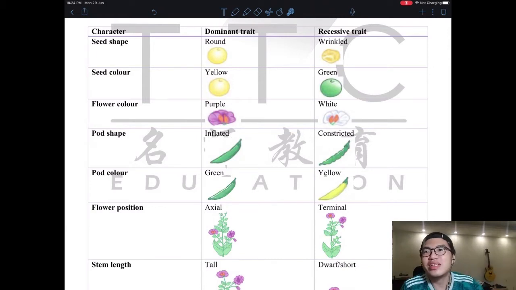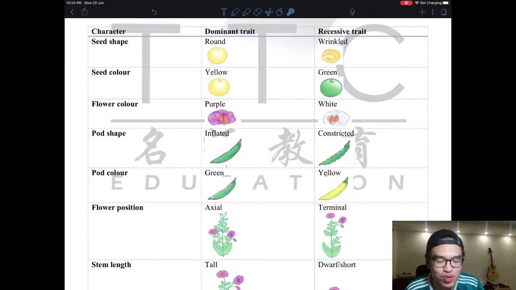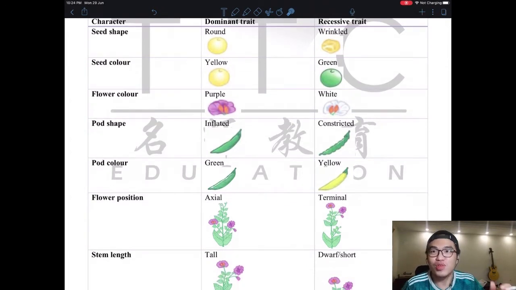Of course, why didn't he use humans? Humans are super hard. It's not very ethical to do experiments on humans, and of course, it will take very long. For a human to grow up, it takes years. But for a pea plant, it's only months. In a few months I can really see their characteristics and study them.